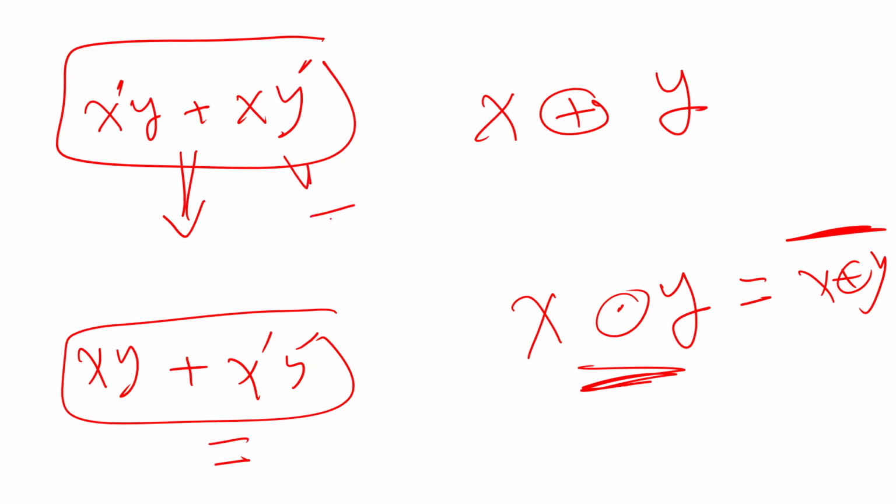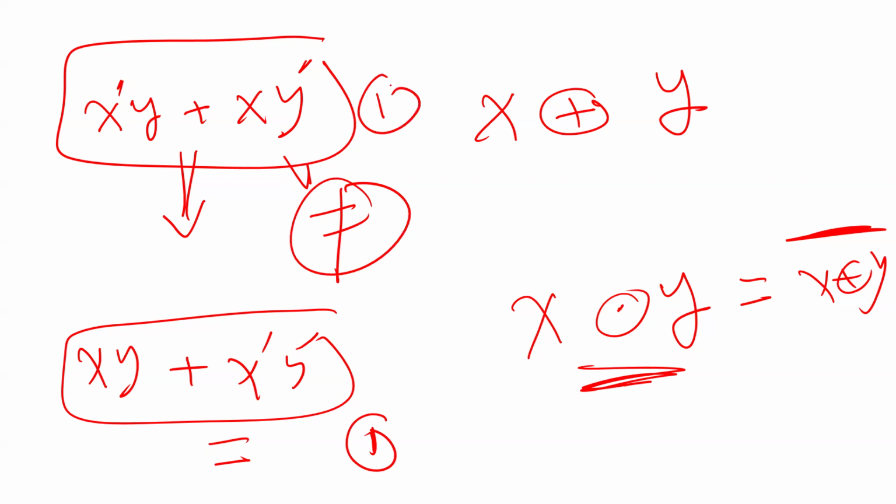This one is actually don't equal, which means this one will give you 1 when the two inputs are equal, 0, 0 or 1, 1. This one, don't equal, will give you 1 when the two inputs are not equal, 1, 0 or 0, 1. Okay, these are two important functions.